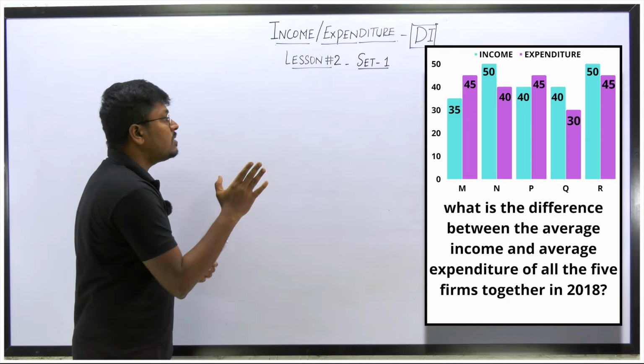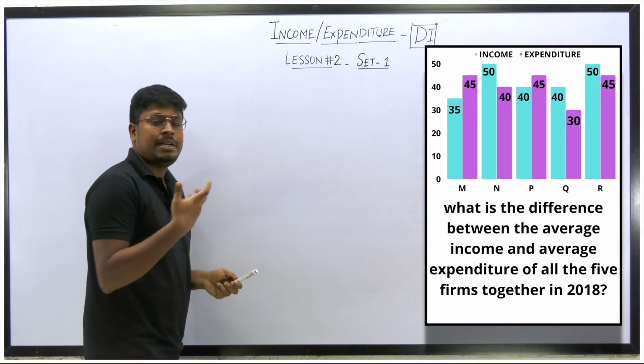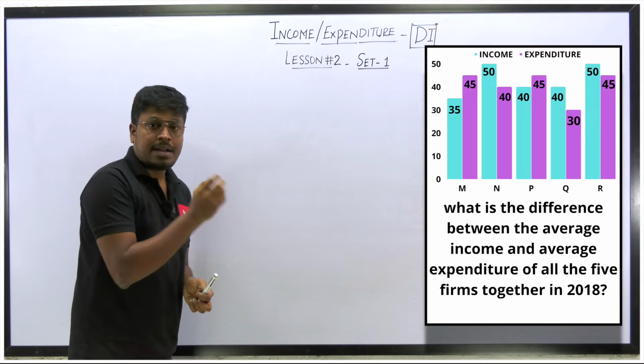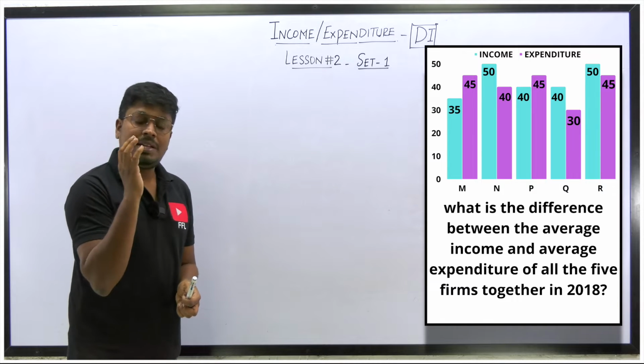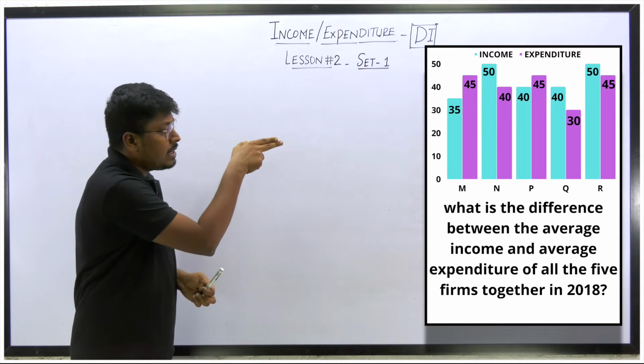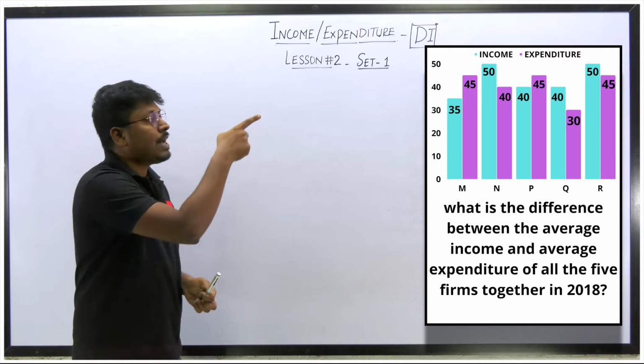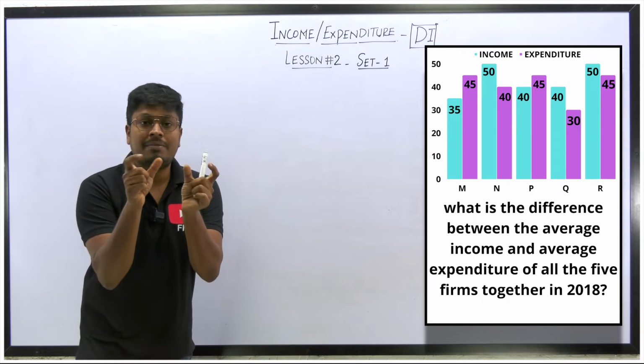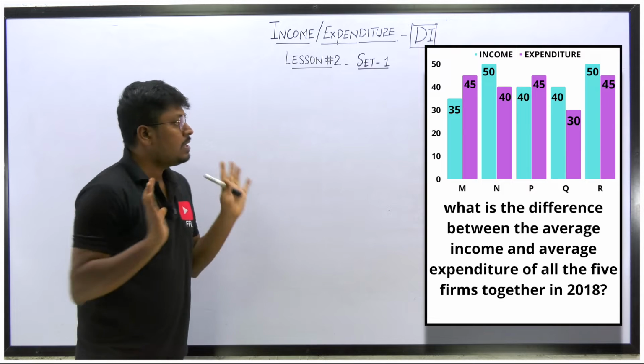Just see here, according to the chart, we know that all the values are given in terms of lakhs. First let me add all the companies' income, and we need to find the average. Totally there are 5 companies, so add all the income and divide by 5, as well as add all the expenditure values and divide by 5. After finding both values, we need to find the difference. Got it? Very easy question.